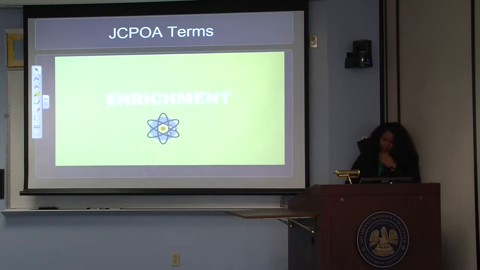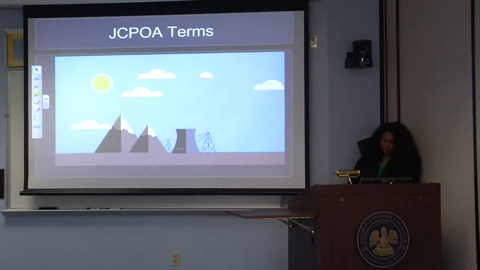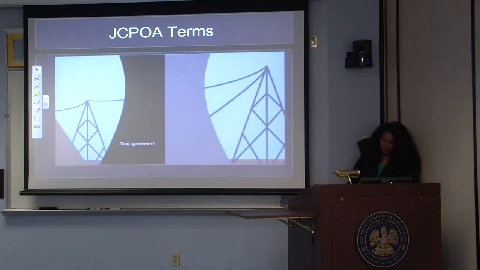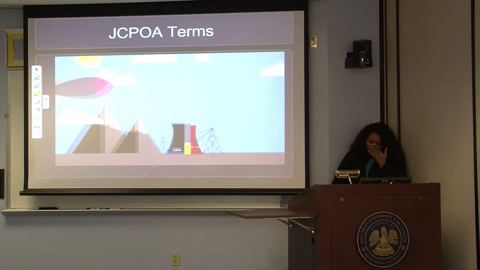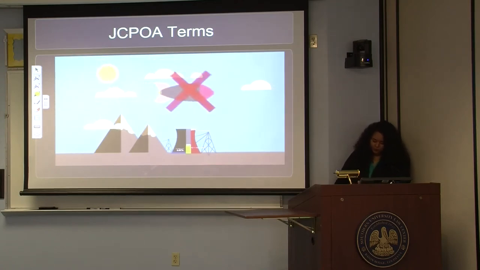Uranium comes in different levels of enrichment. Now, this restriction is really severe. Iran is only allowed to have its uranium up to 3.67% enrichment. And to give you a sense of what that means, medical research grade uranium is enriched to 20%, and weapons grade uranium is enriched to 90%. So Iran's uranium is going to be way down at 3.67%, very safe and energy grade, and not something that is anywhere near what can be used for a nuclear weapon.